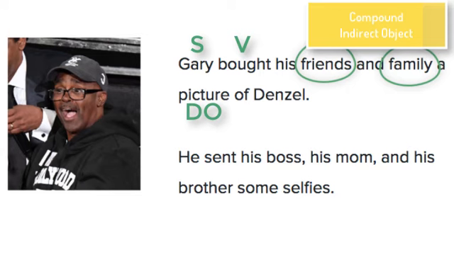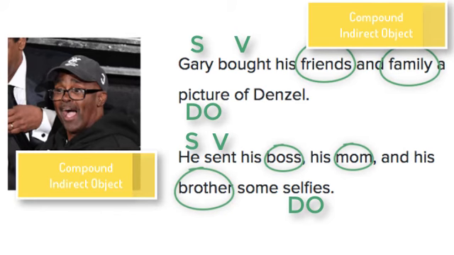Here's another example. He sent his boss, his mom, and his brother some selfies. He's the subject. Sent's the action verb. What did he send? Selfies. But he sent it to somebody, and so we've got boss, mom, and brother acting as a compound indirect object.